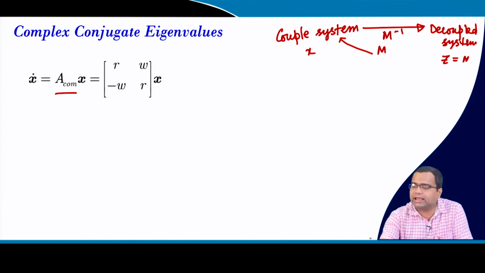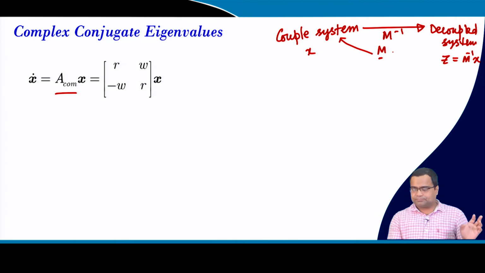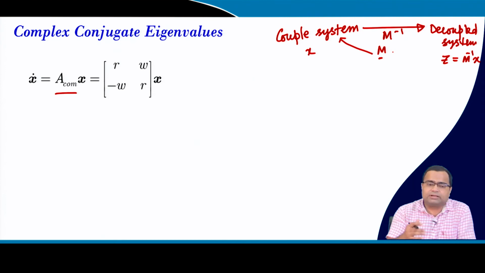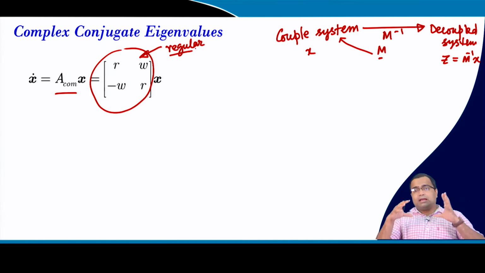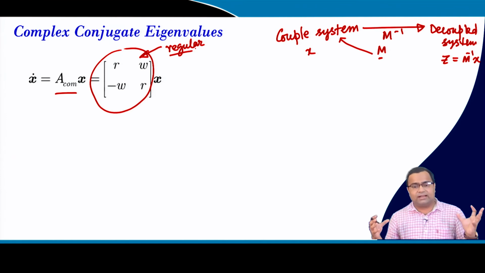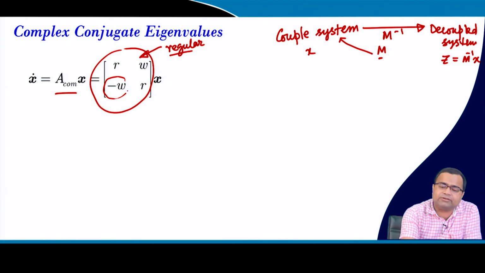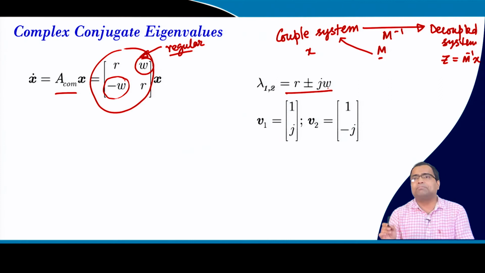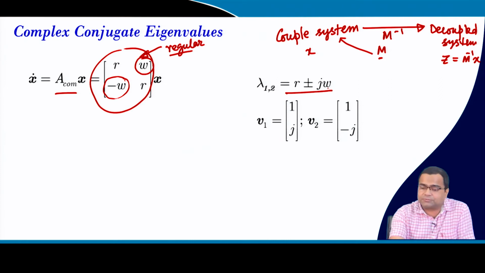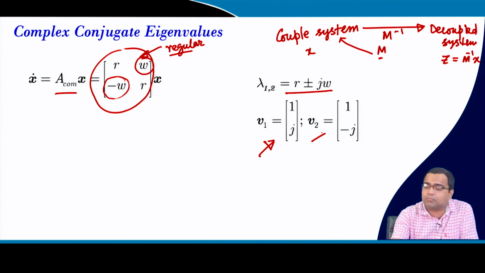So, z equal to M inverse x, where M consists of the eigenvectors of the coupled system. Similarly, by the same transformation, if we have a complex conjugate system, we can transform it into a regular form. It is something like a decoupled form, but since it is a complex conjugate, the off-diagonal element will not be 0; it will have omega. If you find out, it will be r plus minus j omega, corresponding to each eigenvalue. That means the eigenvalues are complex conjugate, and you will find the eigenvectors are also complex conjugate.